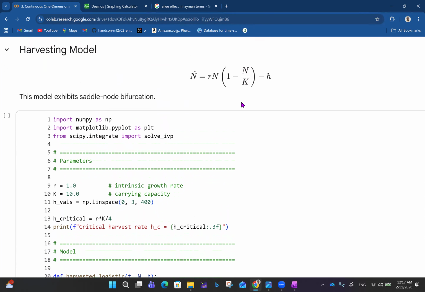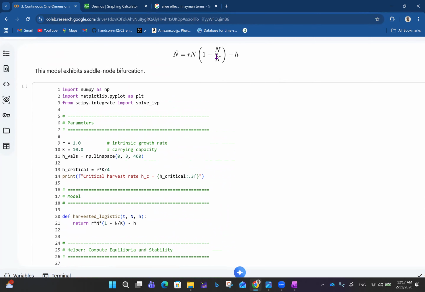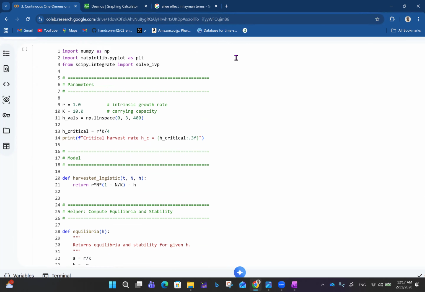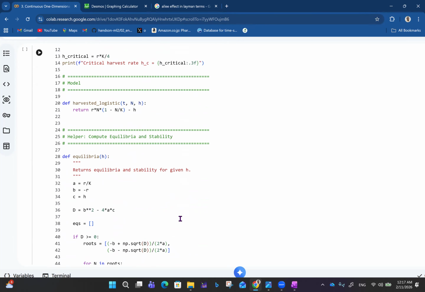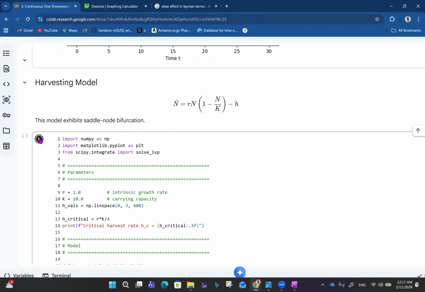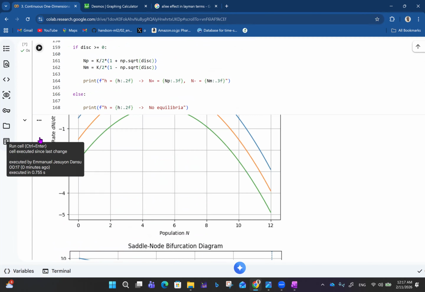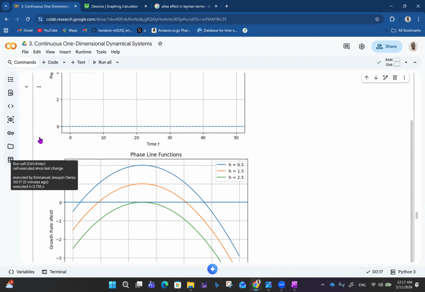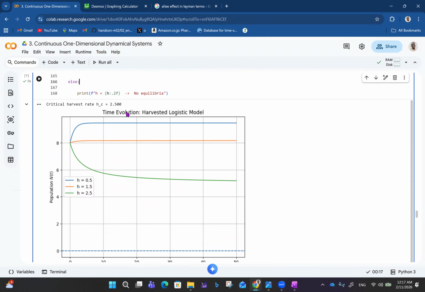So this model exhibits saddle node bifurcation, like we saw before. Of course, it's still logistic, in addition to you harvesting from time to time. So we set up this system, and you may want to look at the code later if you wish. If you want the notes, I can send them to you, especially if you're a member of the channel. See what happens here. We need a critical harvest rate, which is at 2.5. If you harvest above that, it can lead to trouble.